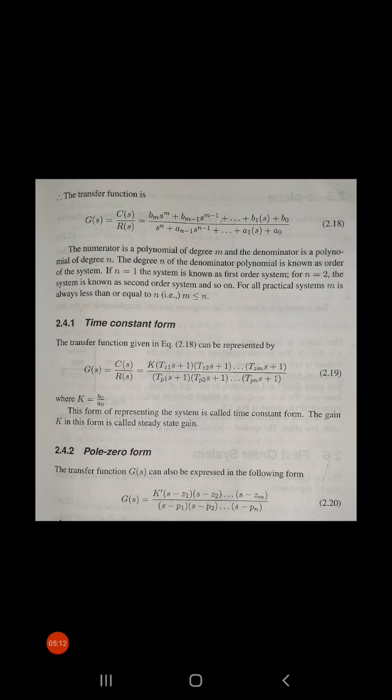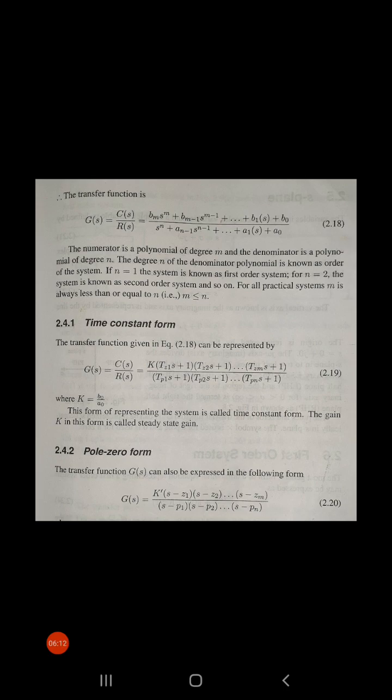If I express the transfer function of equation 2.18 in time constant form, then G(s), equivalent to C(s) by R(s), is K into (Tz1 s plus 1)(Tz2 s plus 1) and so on, divided by (Tp1 s plus 1)(Tp2 s plus 1) and so on, where K equals b0 by a0. This form of representing the system is called the time constant form. The gain K in this form is called the steady state gain.